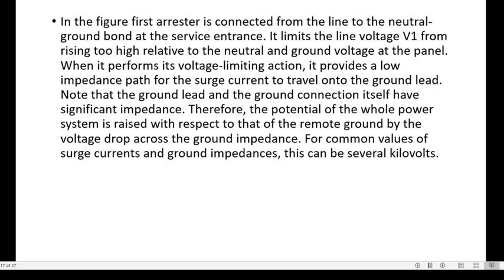Therefore, the potential of the whole power system is raised with respect to that of the remote ground by the voltage drop across the ground impedance. For common values of the surge current and ground impedance, this can be several kilovolts.